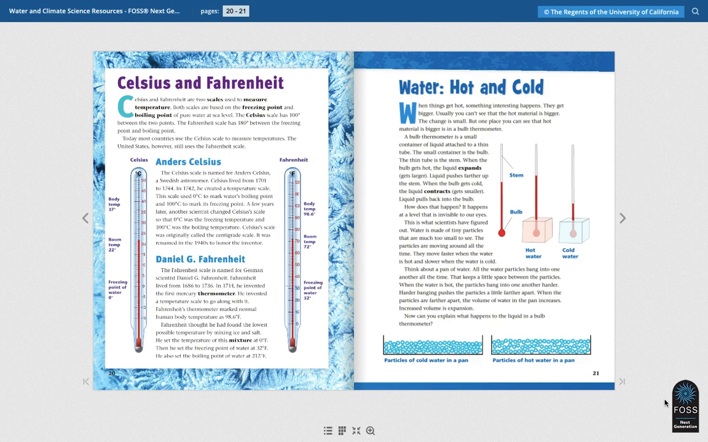When the water is hot, the particles bang into one another harder. Harder banging pushes the particles a little farther apart. When the particles are farther apart, the volume of water in the pan increases. Increased volume is expansion. Now, can you explain what happens to the liquid in a bulb thermometer?